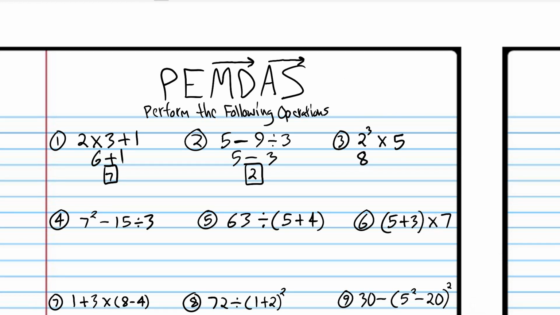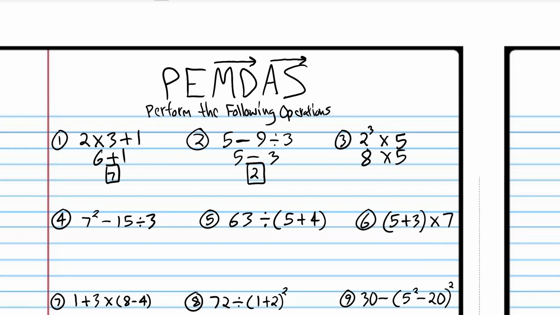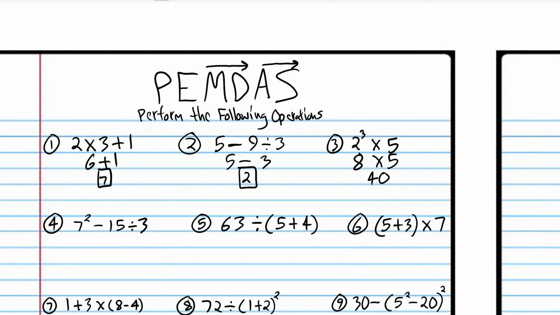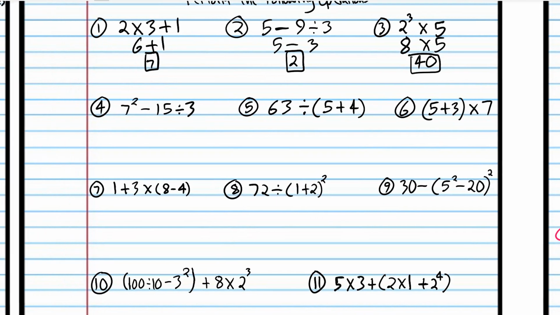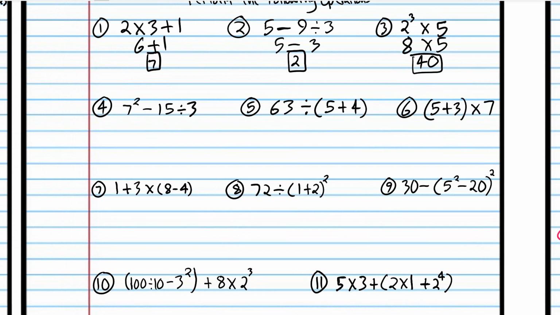Why did we do this part first? Because E comes first, reading left to right, before multiplication. So 2 to the third power is 8. And then we do multiplication next. 8 times 5 is 40. All right, so why don't you try number 4. And when you're done, we'll come back and do it together.